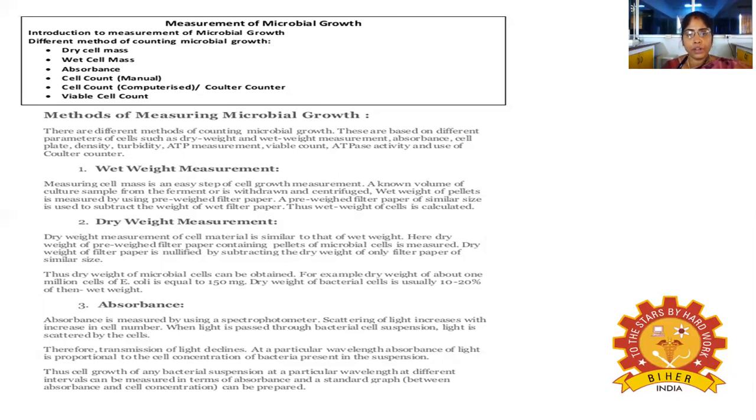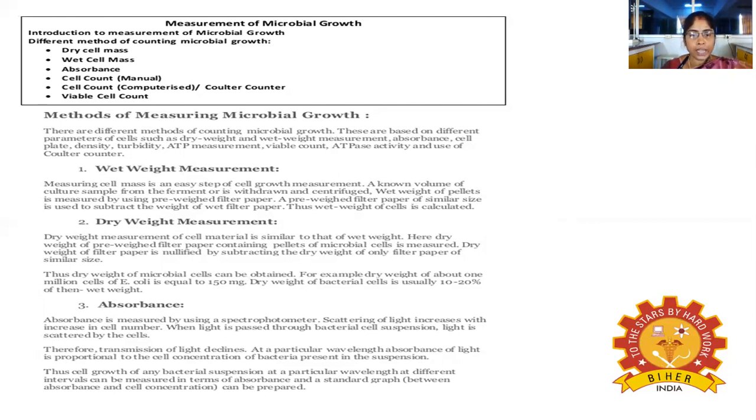After centrifugation, we are going to drain the supernatant and weigh the centrifuge tube along with the pellet. Before starting the centrifugation, we should measure the weight of the empty Eppendorf tube. So the wet weight minus the empty Eppendorf weight will give you the wet weight measurement, that is, how much cell biomass has been measured.